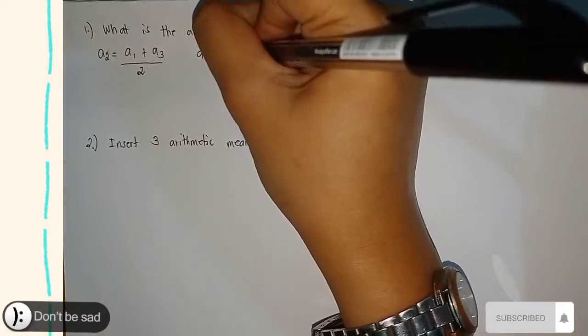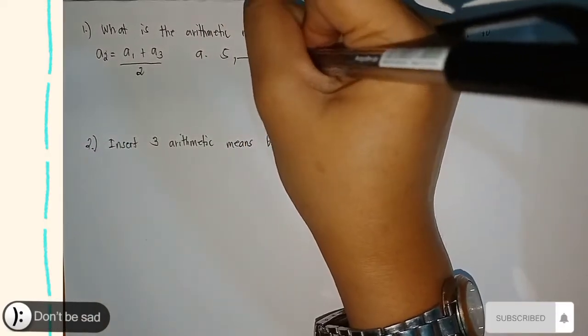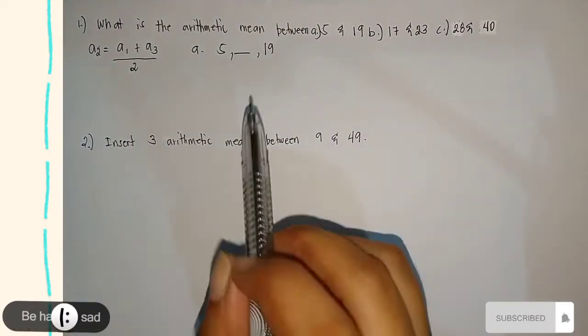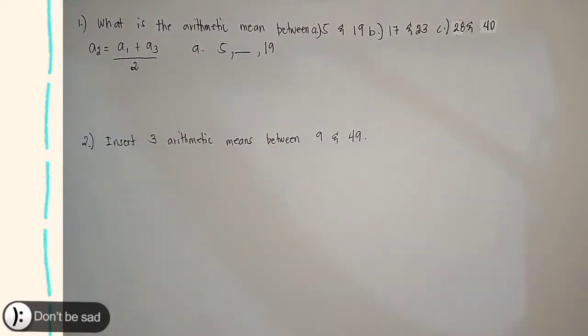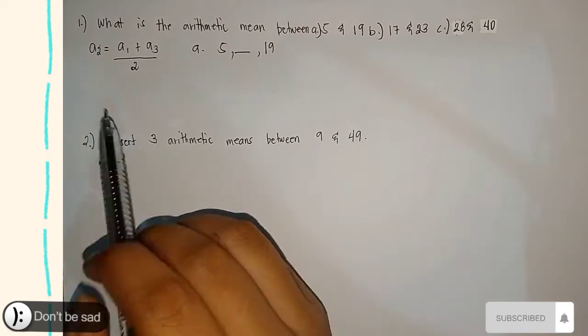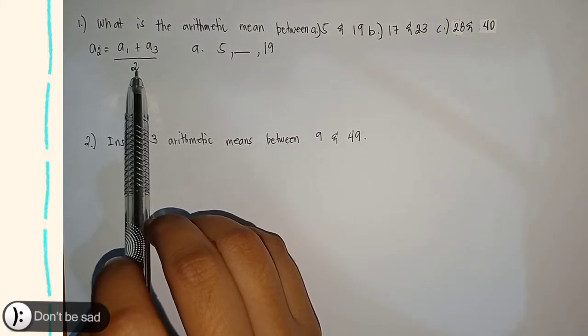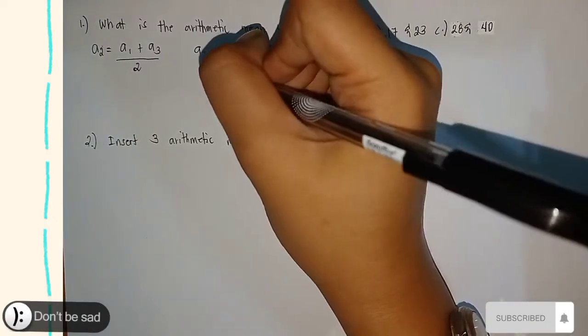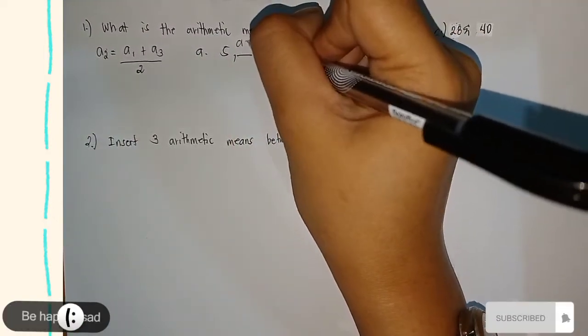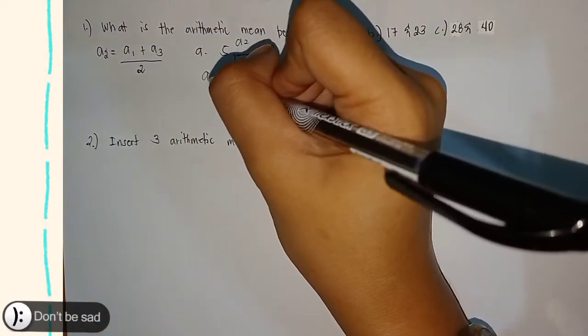Kasi example, yan, 5 blank 19. So, hanapin lang natin yung pinaka-middle. Ang gagamitin nating formula for that is a sub 2 is equal to a sub 1 plus a sub 3 over 2. So, ganito lang siya kadali. Kasi nga, a sub 2 yung hahanapin natin.